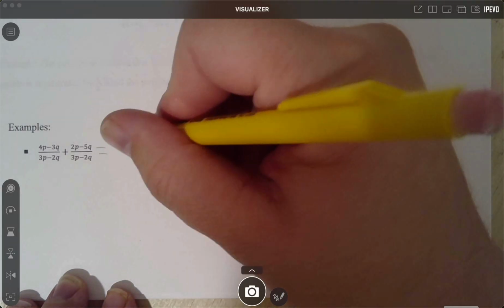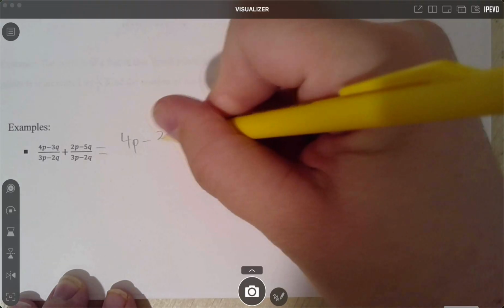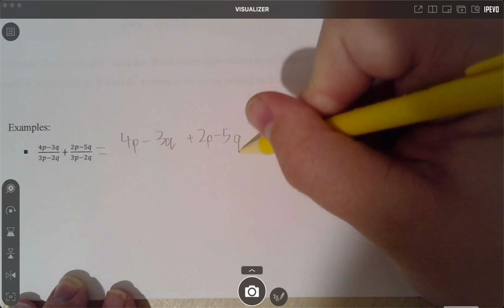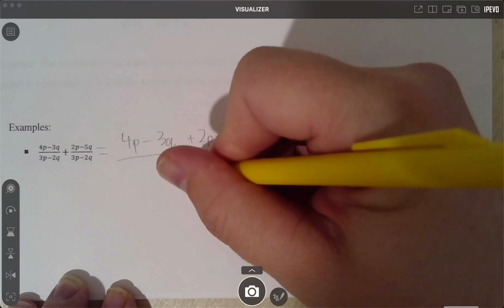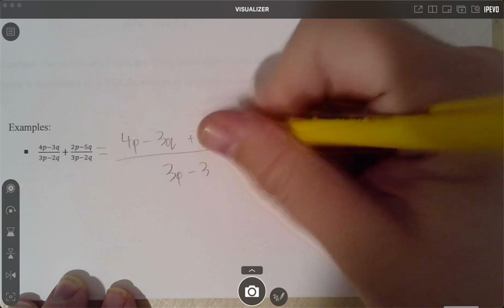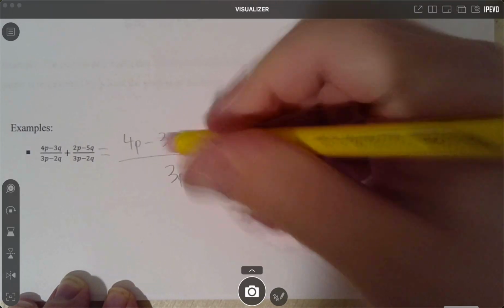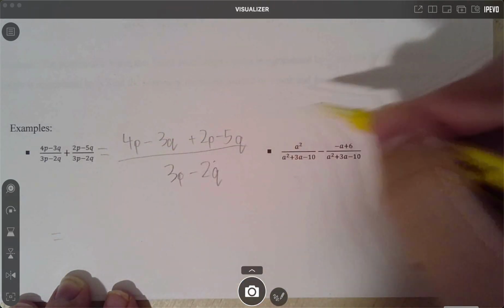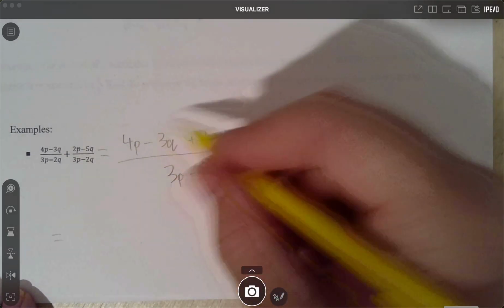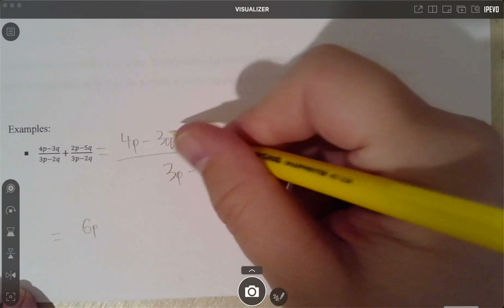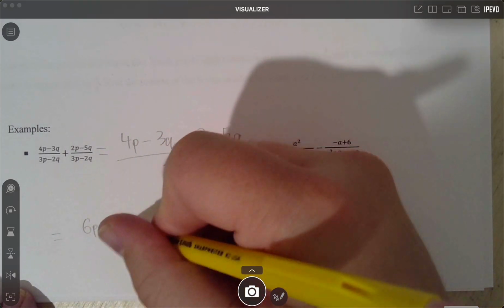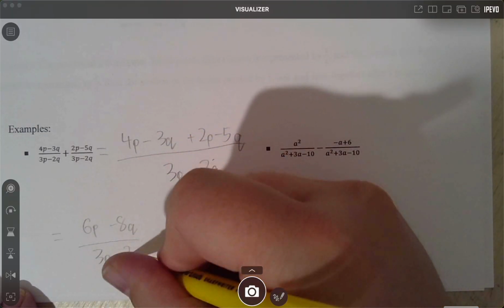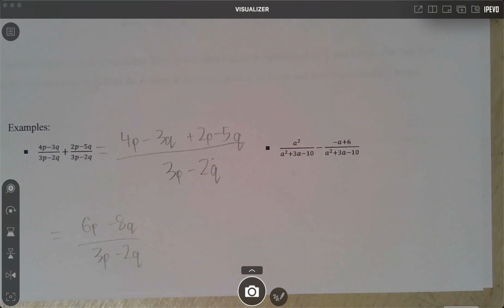But look at this first question. They are common denominators. And so step one is just writing one big fraction with your common denominator. After all, if it's common, you don't need to write it twice. So that's step one. Now that I've written it over the common denominator, I see some like terms. I see a 4p and a 2p, that makes 6p. I see a negative 3q and a negative 5q, that's negative 8q. And that's over, once again, 3p minus 2q. Now, this one is really tempting.